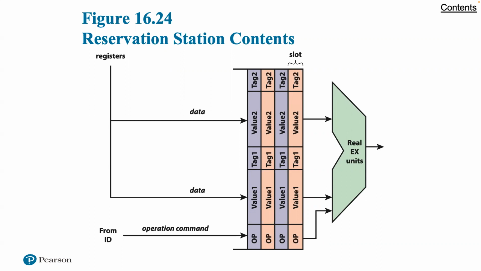The tag field indicates valid, quote valid, if the corresponding value field contains an operand. Otherwise, the tag field indicates the identity of the desired operand, such as by using a register number. If the desired operand is available, it is copied from the register to a value field. Otherwise, a slot is in a waiting state until the operand is available.